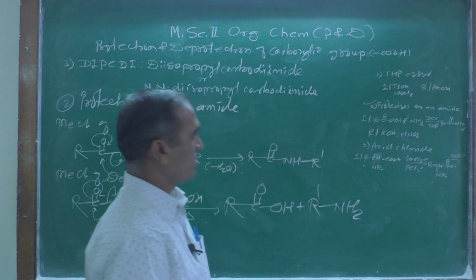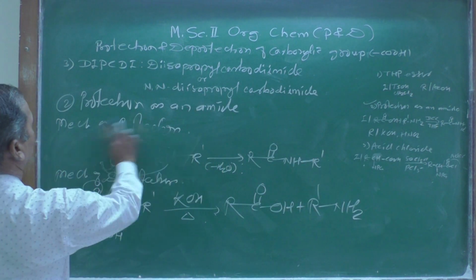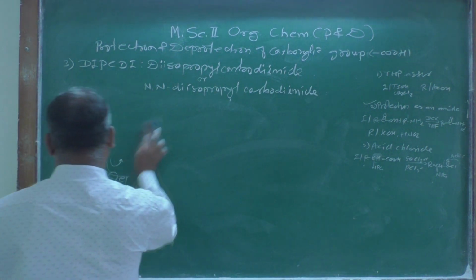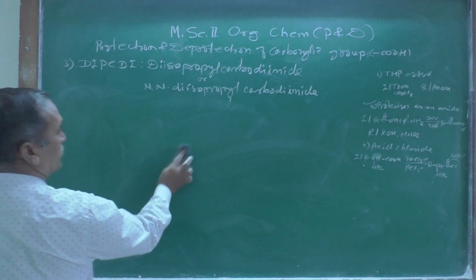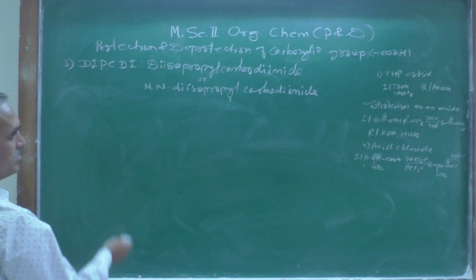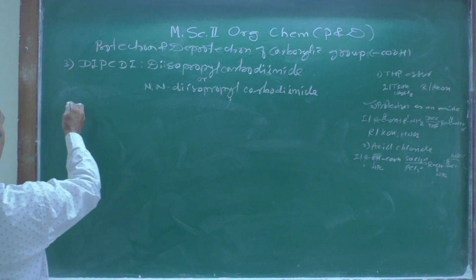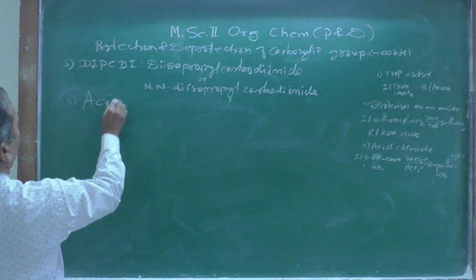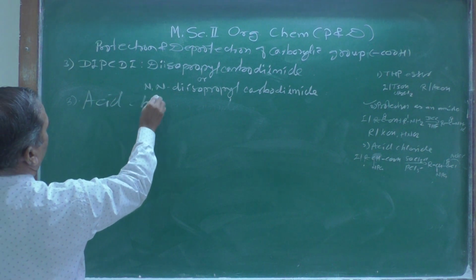The last one is the acid chloride. Now the third one: the protecting group for the carboxylic group as an ester or acid chloride, right? The third one is the acid chloride.